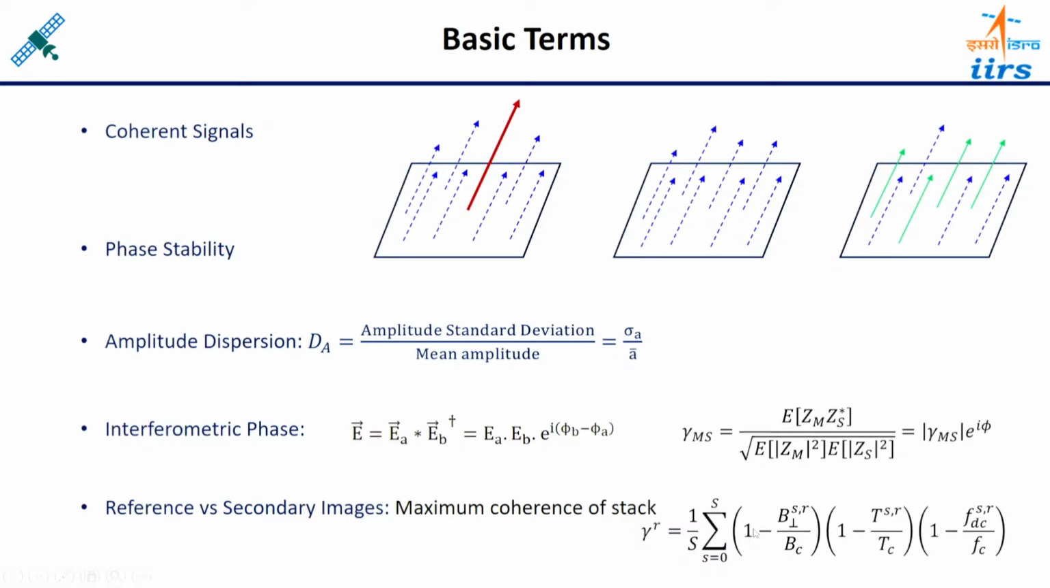The first bracket tells us 1 minus B perpendicular SR. This is the perpendicular baseline between the secondary and the reference image, divided by BC, that is again a perpendicular baseline, but that is the critical value of the perpendicular baseline. This is the spatial baseline. The spatial baseline is nothing but the physical separation between the satellites. The first image was acquired from this lower satellite position, and the second image was acquired from this satellite position, both images of the same pair. So the physical separation between these two satellites is called the baseline.